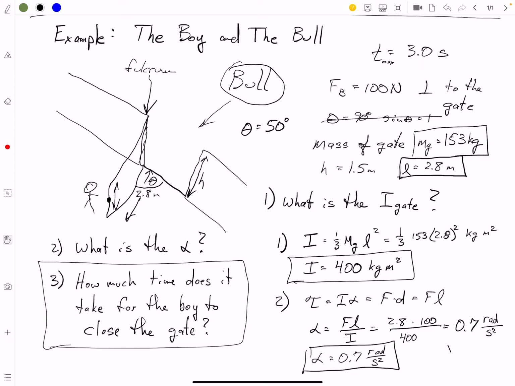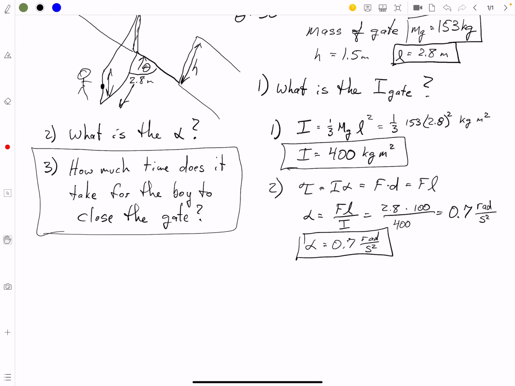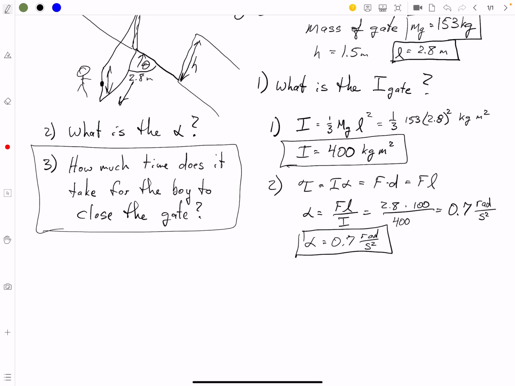All right, let's move up. We need a little more room here. We're going to put the bull up above so we can't see it because it's frightening. How much time is it going to take? So here's where we get down to our third thing. Number 3. He's got to close the gate. Theta equals 50 degrees. How long is that going to take us?